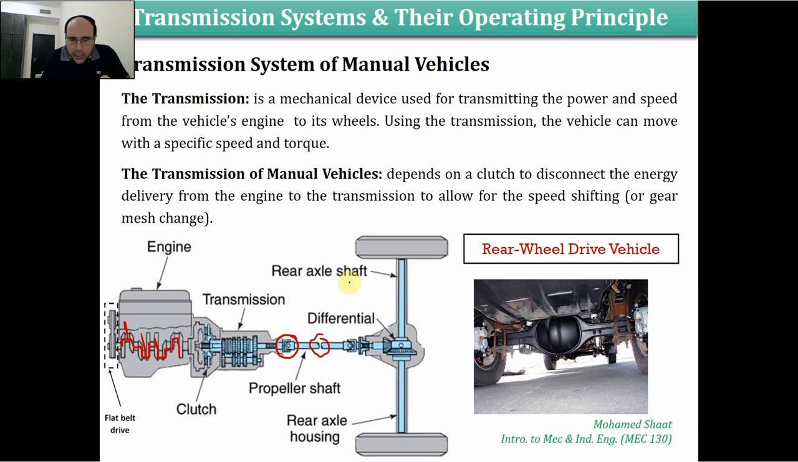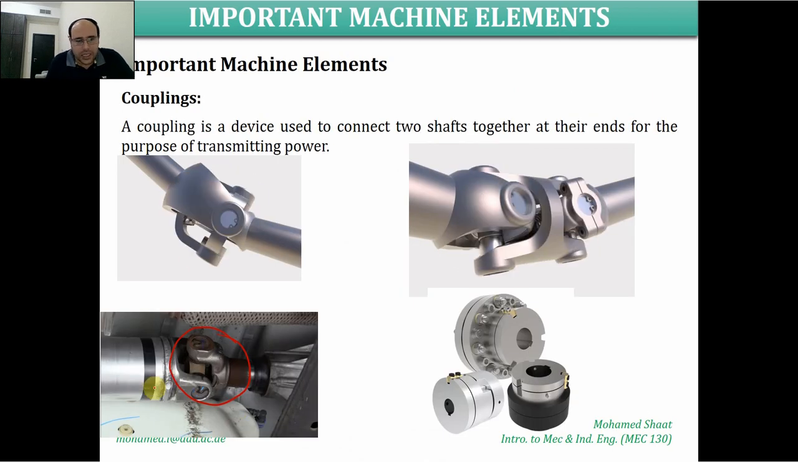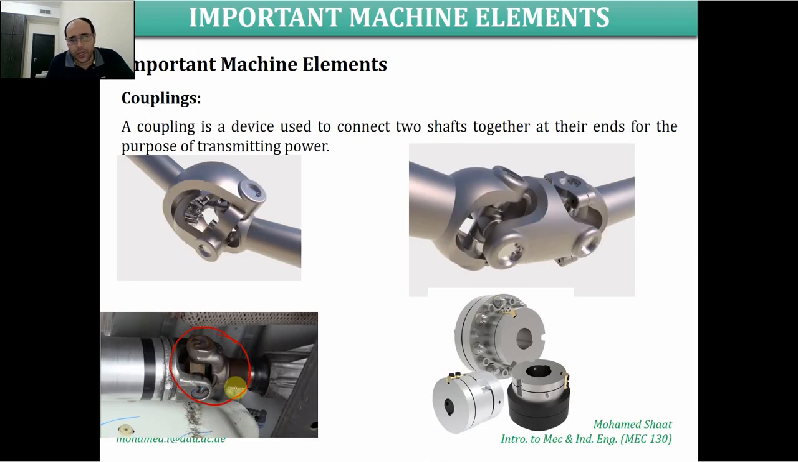At the other end of the propeller shaft, there is another coupling, which is typically this other coupling here. This is coupling number two. But there is coupling one here. This is coupling one. Coupling two is typically shaped like this one. This is the coupling number two that I'm talking about that connects then to the differential.